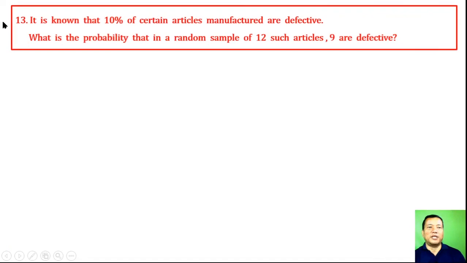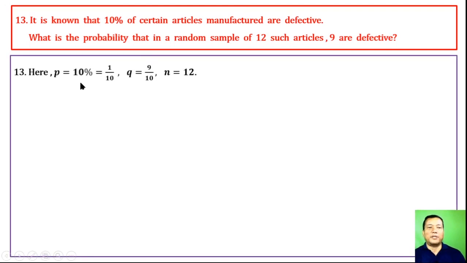Question number 13. It is known that 10% of certain articles manufactured are defective. What is the probability that in a random sample of 12 such articles 9 are defective?